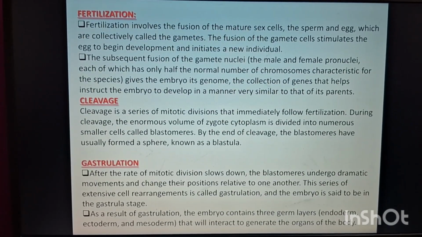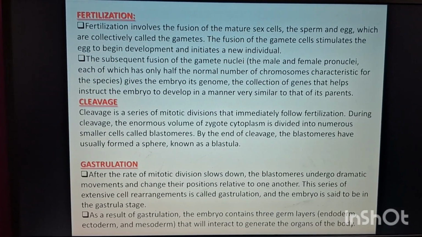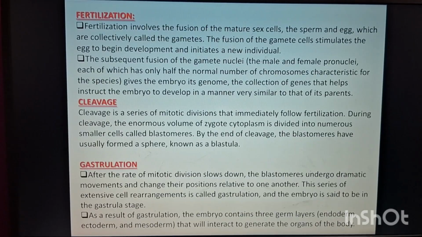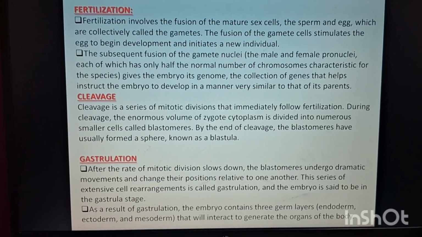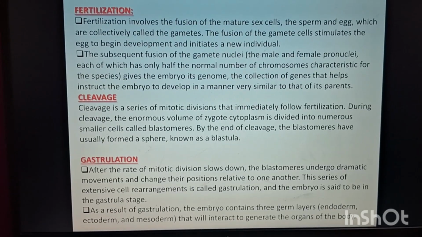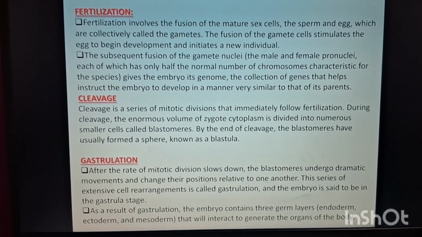Next, three distinct cellular layers are formed, that is the ectoderm, mesoderm and endoderm. Ectoderm is the outermost layer, mesoderm is the middle layer and endoderm is the innermost layer. And these three layers construct the body organs.